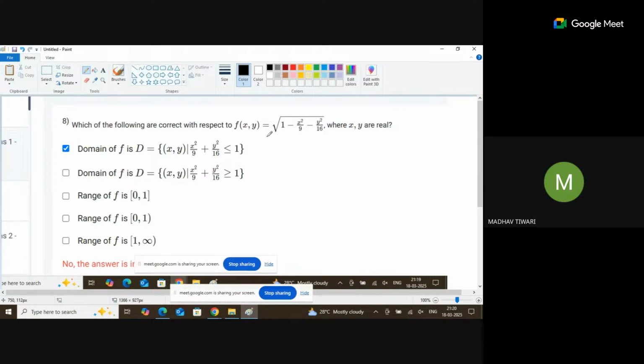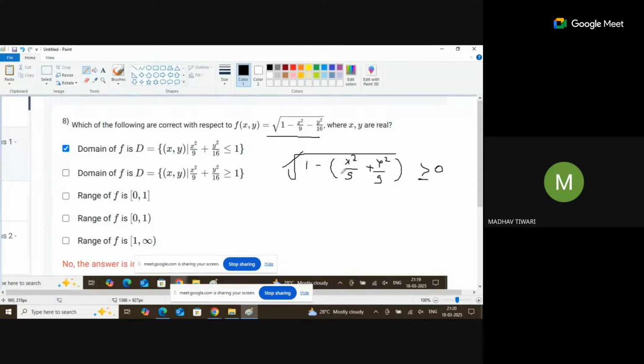If I look at this value, what is it? Here we have the square root of 1 minus x square by 9 plus y square by 9. So I have this value under the square root. If it is a square root, it should always be positive. Okay, if I remove the square root, I can say that it should be greater than or equal to 0.